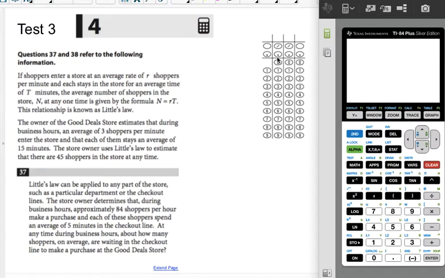Little's Law can be applied to any part of the store, such as a particular department or a checkout line. The store owner determines that during business hours, approximately 84 shoppers per hour make a purchase, and each of those shoppers spend an average of 5 minutes in the checkout line. At any time during business hours, about how many shoppers, on average, are waiting in the checkout line to make a purchase?